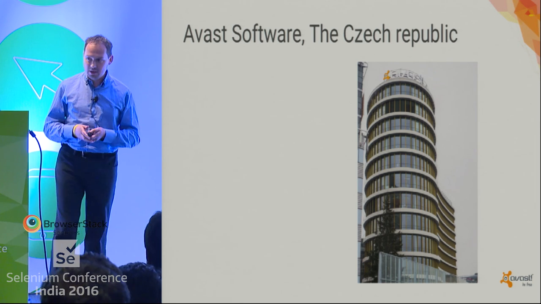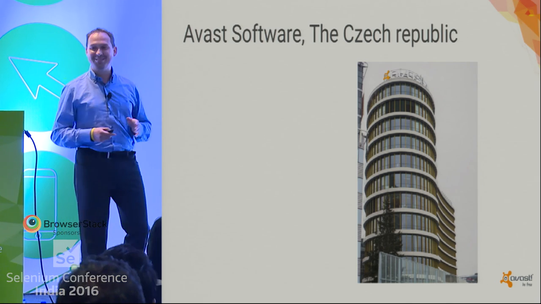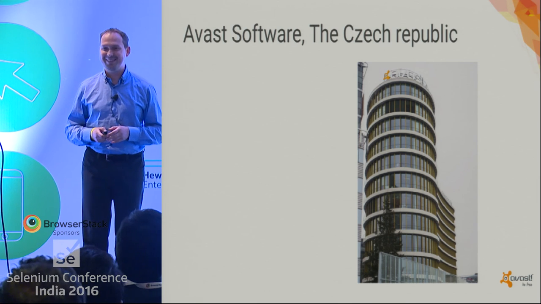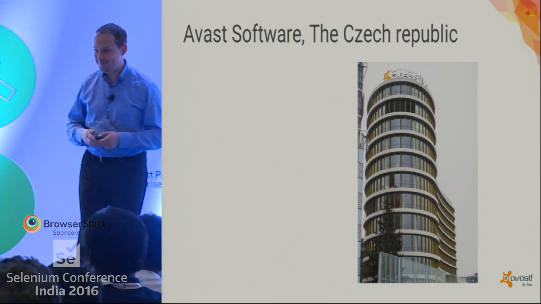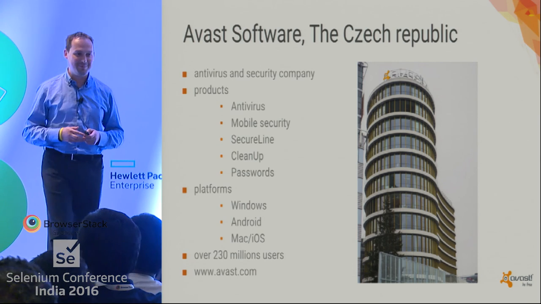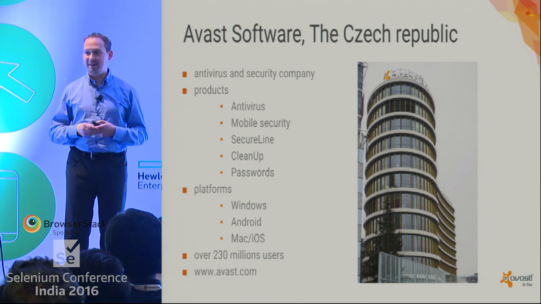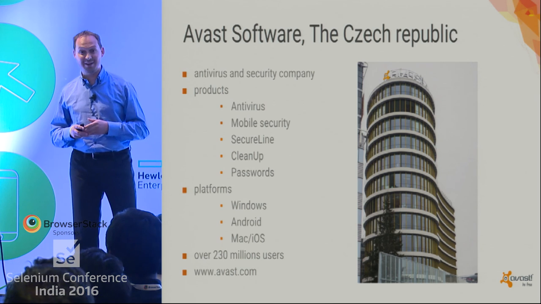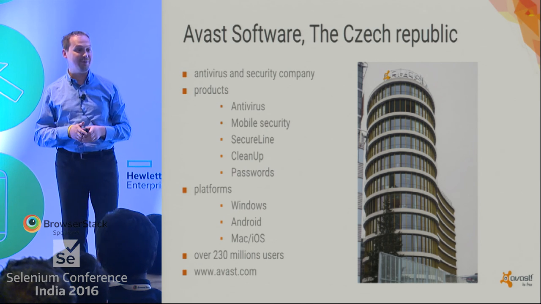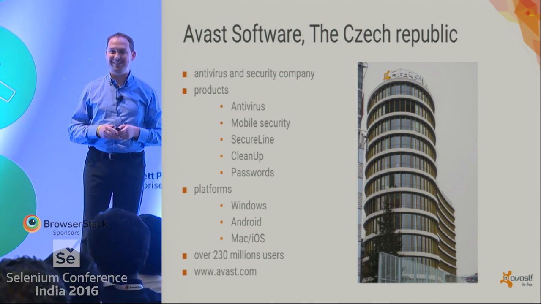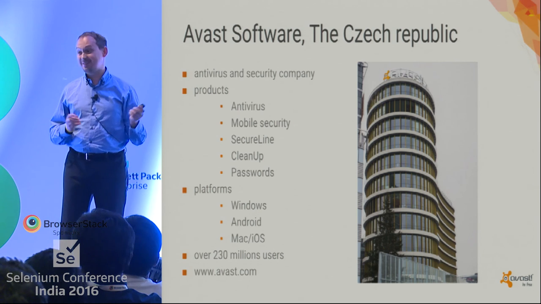So we are Avast Software. Who knows Avast Software? Let me ask. Wow, great. What are we doing? Antivirus? Security, yeah. This is what we are trying to be there. We are an antivirus and security company. We are most well known for our Windows antivirus. And who is using antivirus for Windows? And who is using antivirus for Mac? Are you satisfied with it? Did it catch any virus? Yeah, so great. So it works.